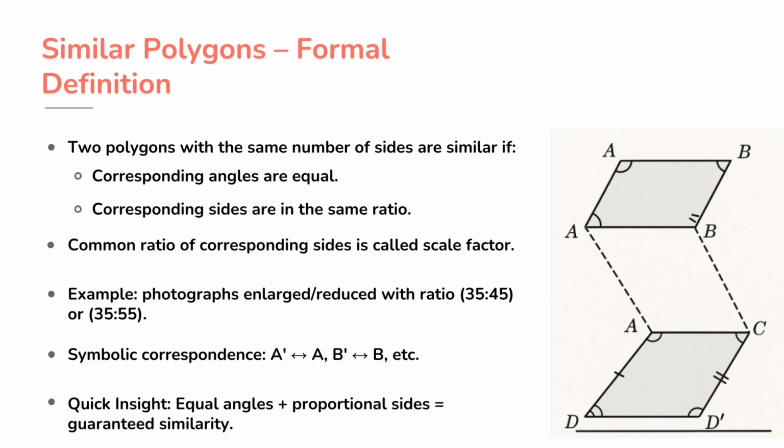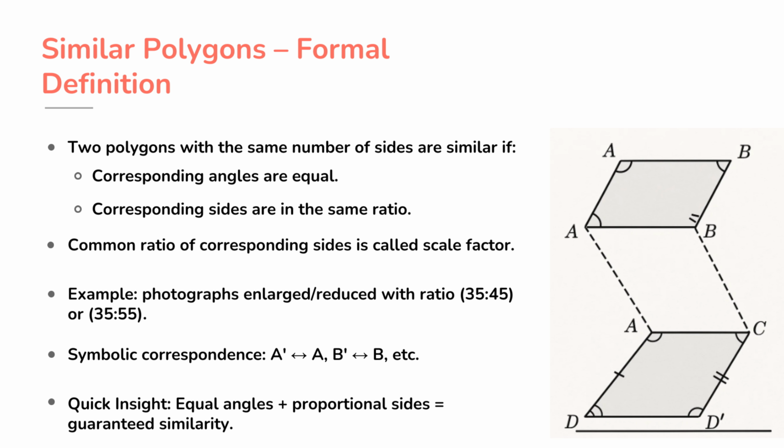So here's the precise definition. Two polygons with the same number of sides are similar if two important conditions are satisfied. Condition 1. Their corresponding angles are equal. For example, angle A equals angle P, angle B equals angle Q, angle C equals angle R, and angle D equals angle S.